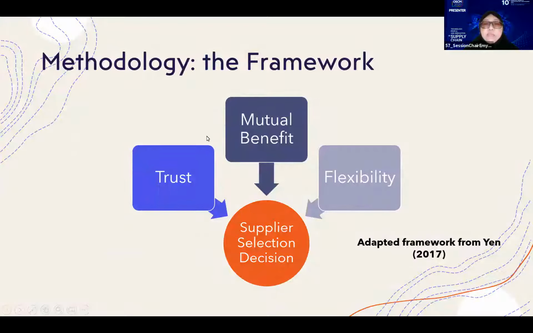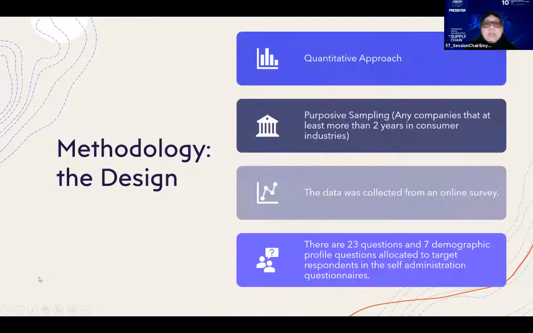So basically the framework is that we are going to test whether trust, mutual benefit and flexibility have an effect on the supplier selection decision. I'm using a framework by Yan, but the theoretical underpinning is from Fan. For the design, we use a quantitative approach with purposive, non-probability sampling. We choose any company that has at least more than 2 years of experience in the consumer industry. We are more concerned with the relationship between the supplier and the company, the firm, so we are focusing on their perspective in regard to the supplier selection decision.